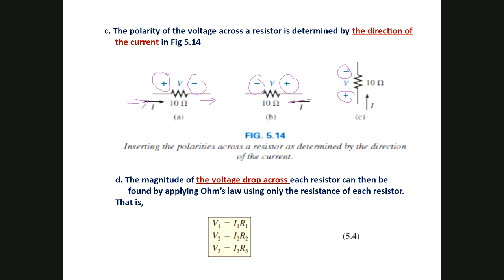The voltage drop, as you know by Ohm's law, is V1 equals I1 R1, V2 equals I2 R2, and V3 equals I3 R3. Just remember that the higher the resistor value, the higher the voltage drop. Example here.